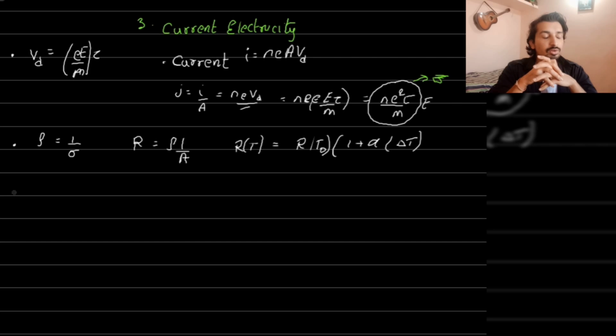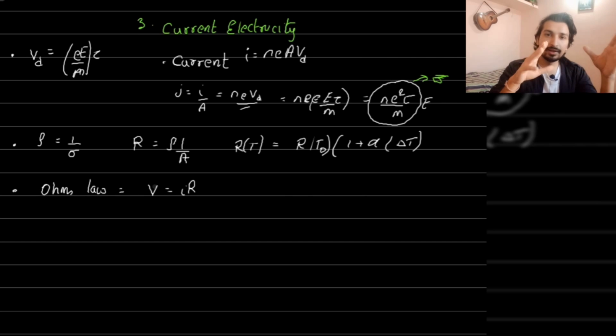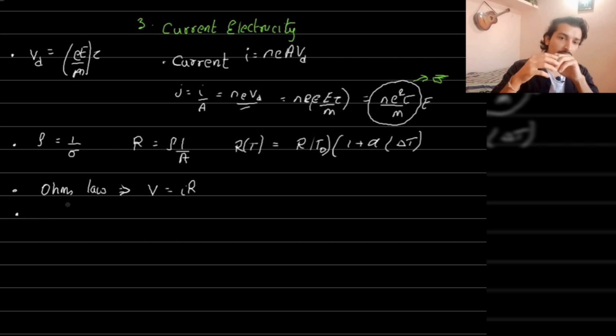And then you have Ohm's law. Ohm's law is nothing but V is equal to IR, that is, potential is equal to current into resistance. So potential is directly proportional to current, right? When you remove the proportionality constant, you get resistance, because resistance opposes current. So you get V is equal to IR. Then you have Kirchhoff's law.